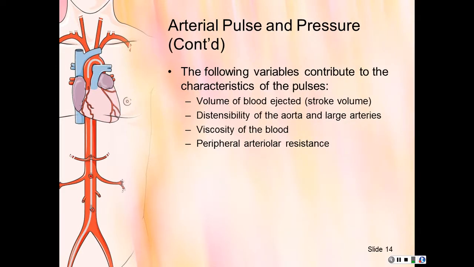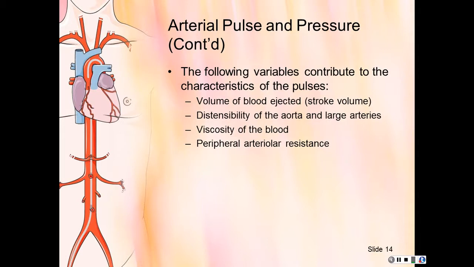The following variables contribute to the characteristics of the pulses. The volume of blood is called the stroke volume. The stroke volume is how much volume you have, and then the strength of the volume is going to tell you how good the pump is. Then the density of the aorta and large arteries, viscosity of the blood, and peripheral arterial resistance. Peripheral arterial resistance is just the resistance of all the peripheries to the blood being pumped out of the heart. And some of the medications that you give are going to decrease peripheral arterial resistance by working in the arteries or in the veins. Actually, it's usually the veins.